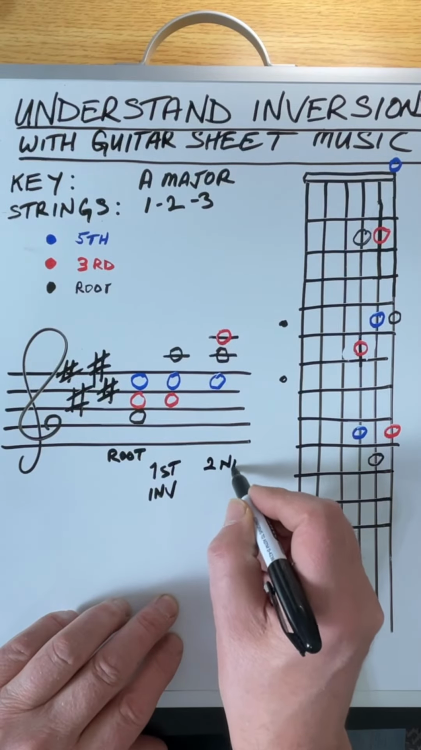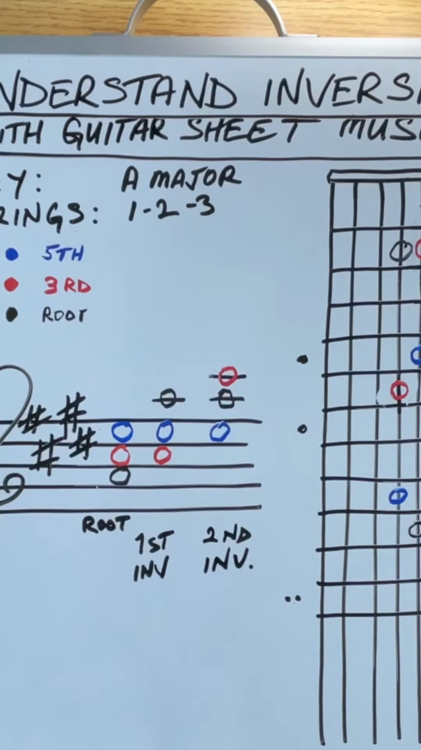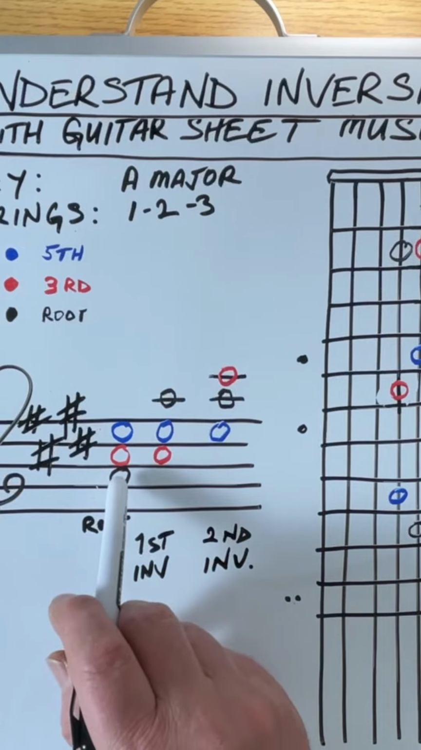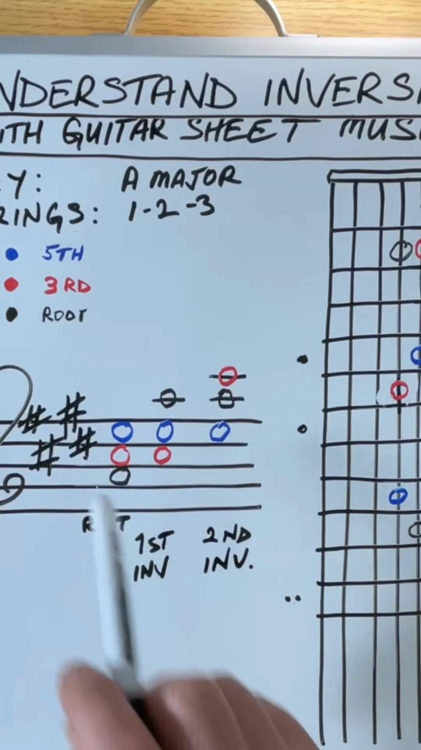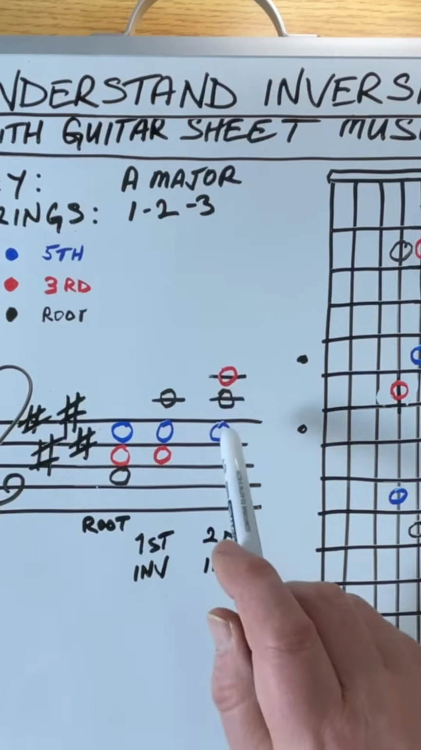This is going to be our second inversion. The inversions are always named based on the lowest note. That A is the lowest note. We have a C sharp there and we have the E over here.